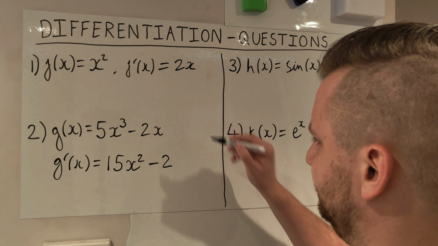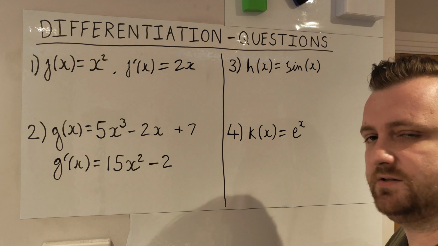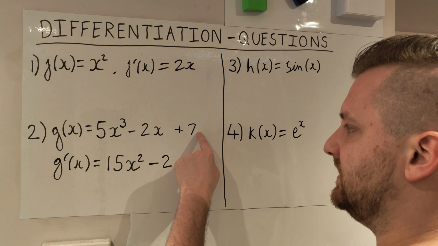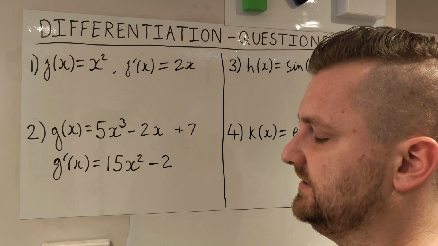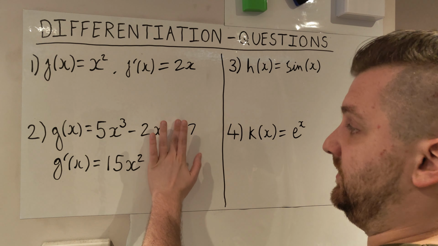And if you have a constant, like plus 7 or whatever, any constant will disappear, because that is 7 times 1, which is 7 times x to the power of 0. And if you brought that power down, it would disappear.